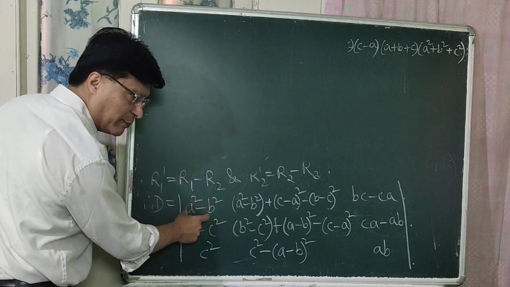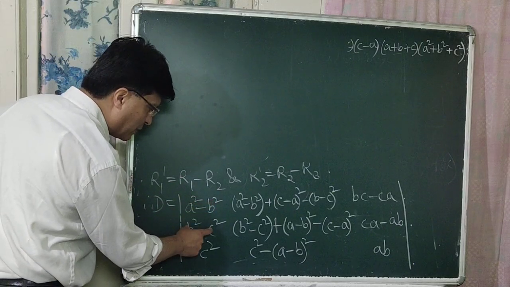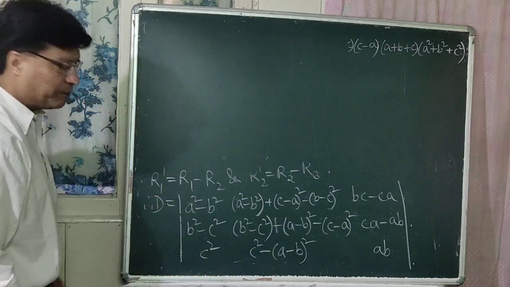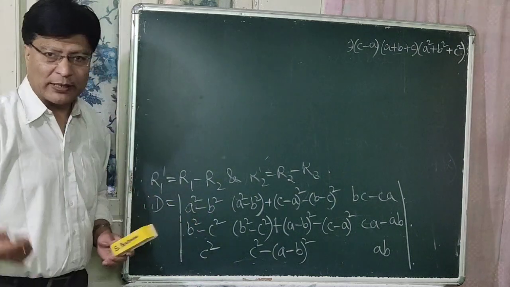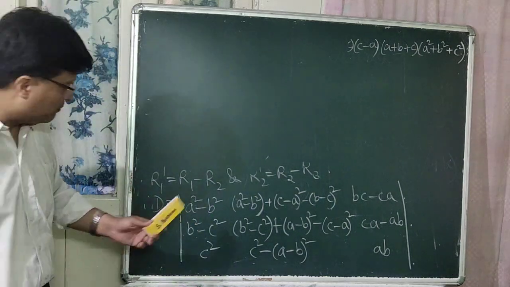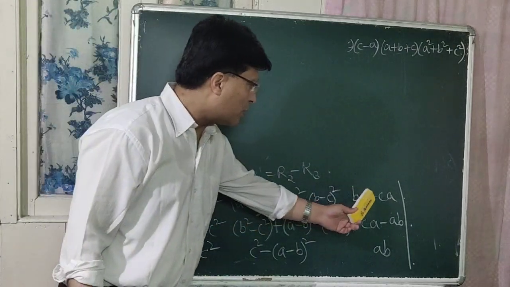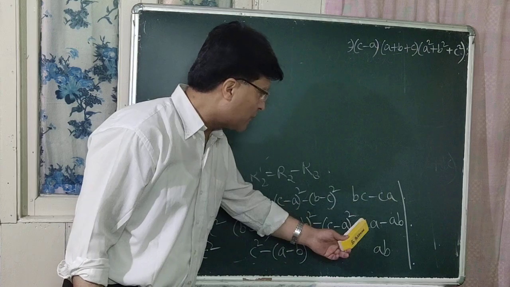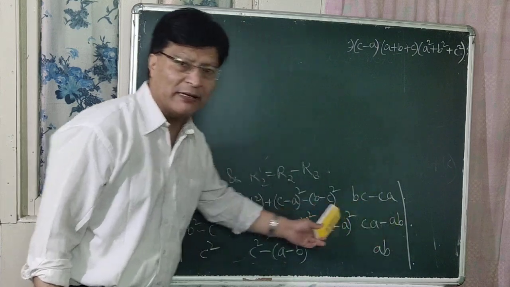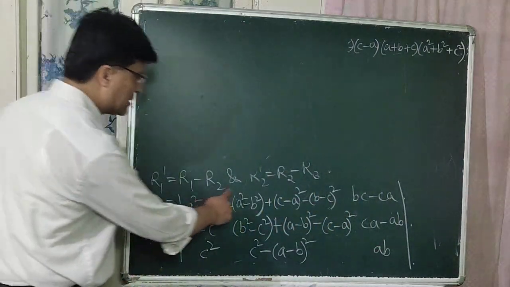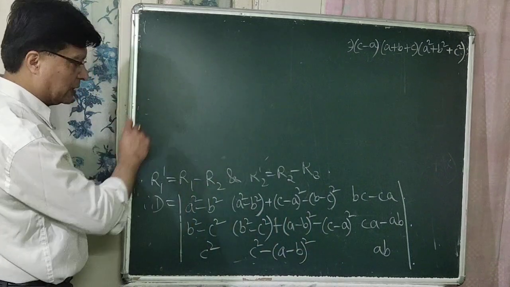a square minus b square is a plus b into a minus b. b square minus c square is b plus c into b minus c. Here you can take minus c as common, a minus b. This is minus a as common, b minus c, right? So let us take it outside the determinant, okay?